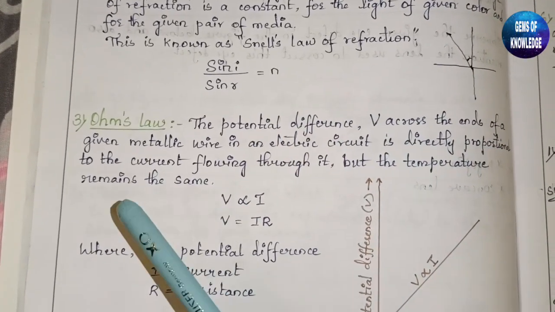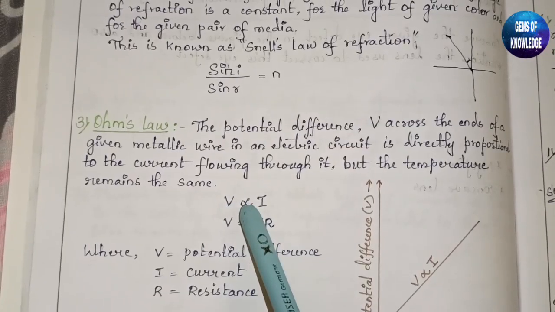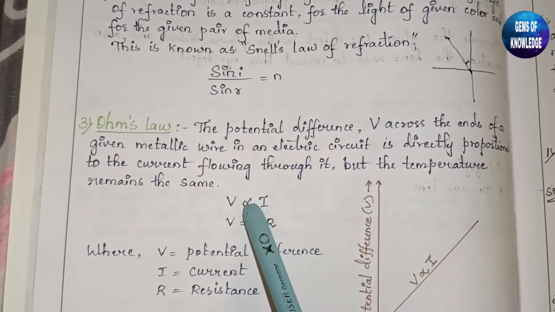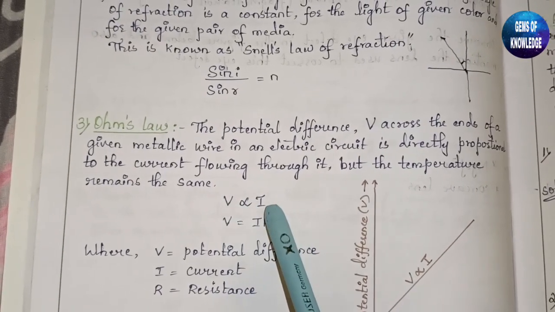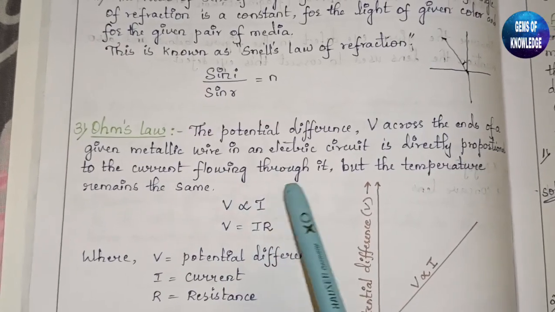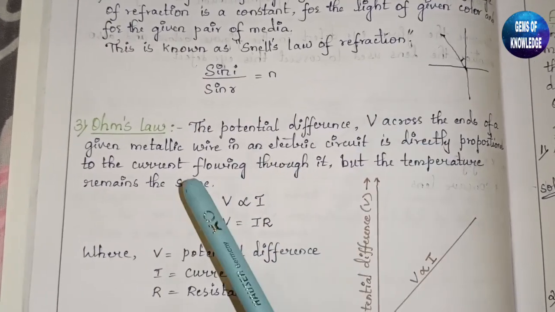It is directly proportional to the current. So this is the figure, this is the symbol of directly proportional. V is directly proportional to I, the current flowing through it, provided the temperature remains the same.